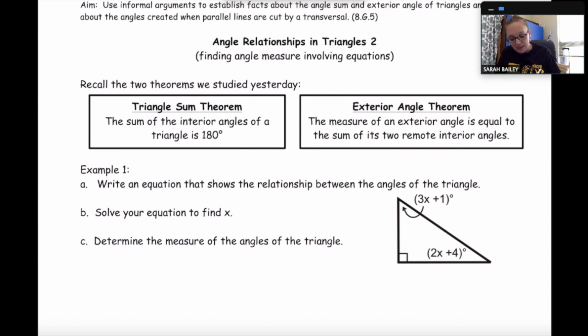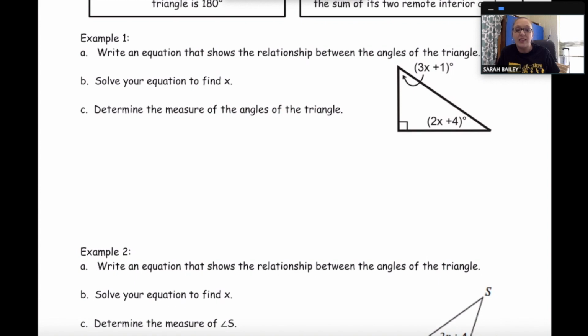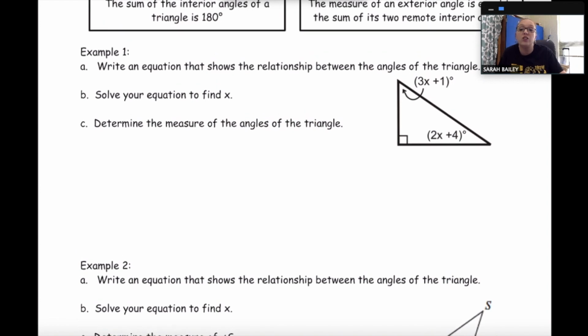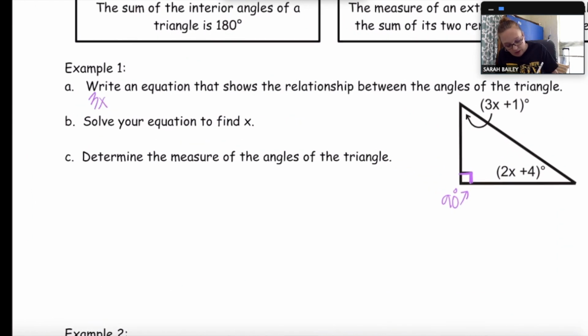So the very first example, it says we have a triangle, and it says to write an equation that shows the relationship between the angles of the triangle. So really remember here that this right angle measures 90 degrees. So an equation that I could come up with here is 3x plus 1, that's one of the angles, plus 2x plus 4, that's another angle, plus the third angle of 90 is equal to 180 degrees. And we know that because all angles in a triangle equal 180.